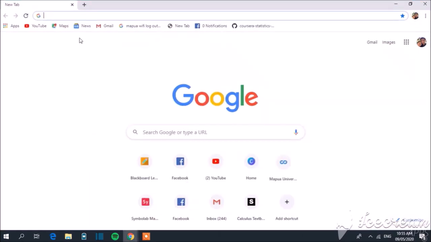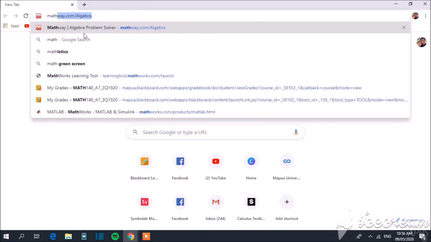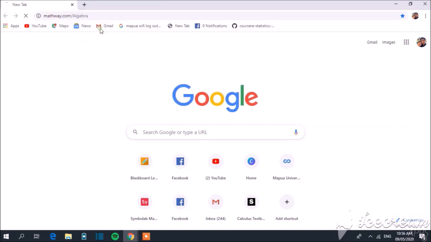Okay, so let's get into it. The first website, everyone might be familiar with it. As a Mapúan, as an engineering student, math cannot be avoided. Math here, math there, math is everywhere. Most subjects have math as somewhat of a backbone topic. Alright, so let's start with the first one. Everyone might know this. I found this really useful.